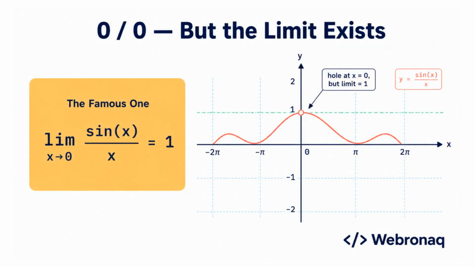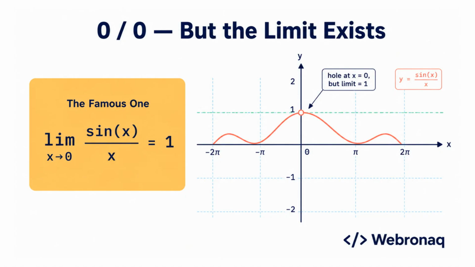Alright, this one right here is the most famous limit in all of calculus. The limit of sine x divided by x, as x approaches 0, equals 1. Now, why is this such a big deal? Look at what happens if you try direct substitution. Plug in 0, you get sine 0 over 0, which is 0 over 0. That's undefined. The function literally has a hole at x equals 0. But here's the magic. Even though the function isn't defined at 0, the limit absolutely exists. As x gets closer and closer to 0 from either side, sine of x over x gets closer and closer to 1. You can see it on the graph. The curve smoothly approaches y equals 1, with just a tiny hole punched out at the center.